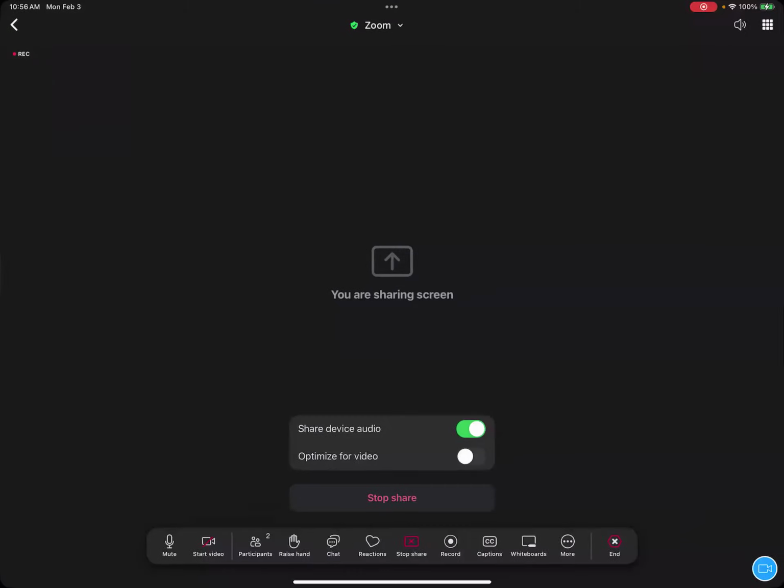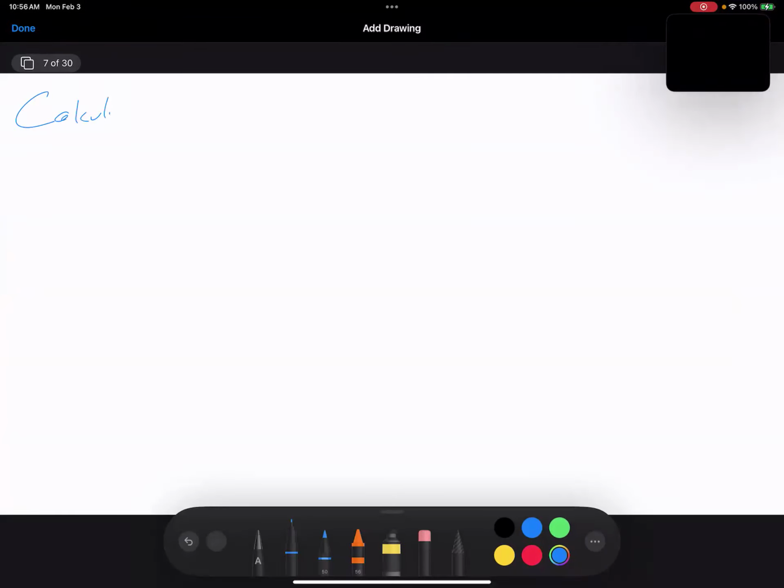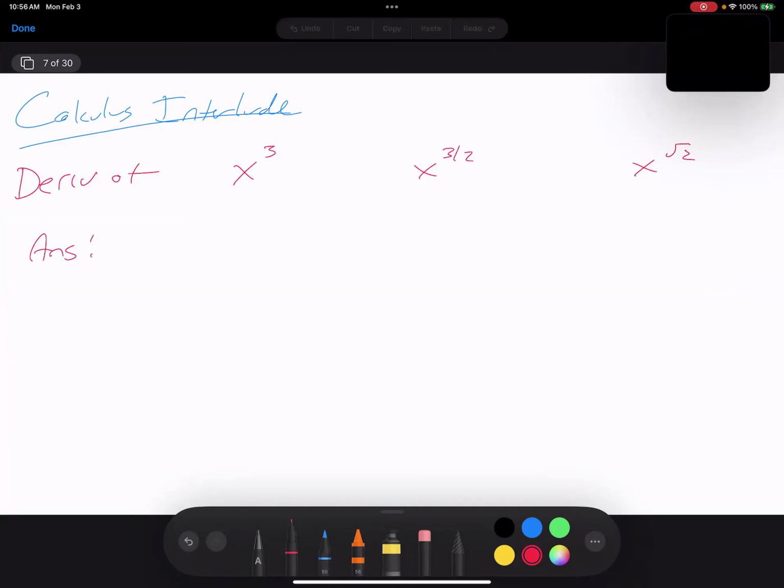All right, so this is an extra calculus interlude. There's a lot of things I think you have to be very careful about in calculus. For instance, what's the derivative of x cubed, x to the 3/2, x to the root 2? So what are the answers?